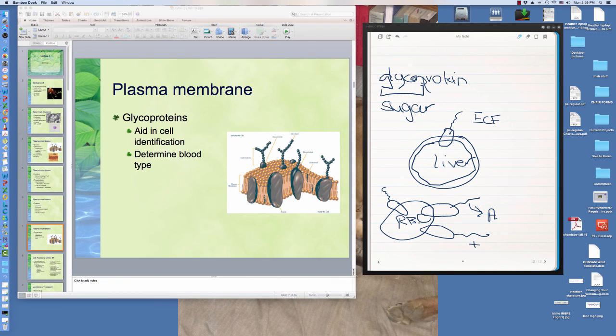This is also part of what makes you able to get transplants from some individuals. Your glycoproteins have to match up sufficiently to prevent a transplant reaction. If your glycoproteins on your cells are very different, then that's what causes transplant reactions.